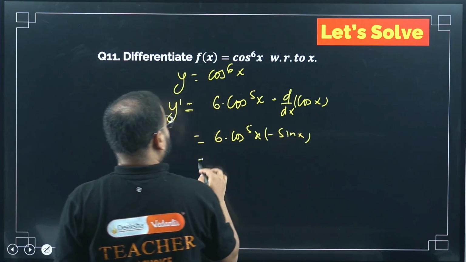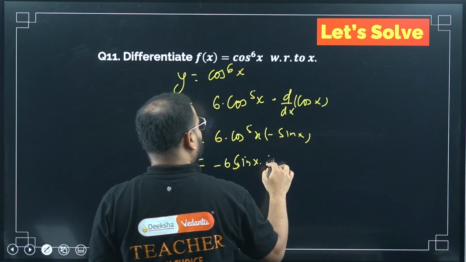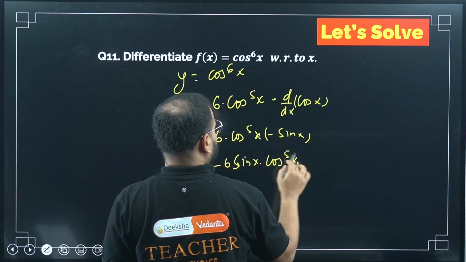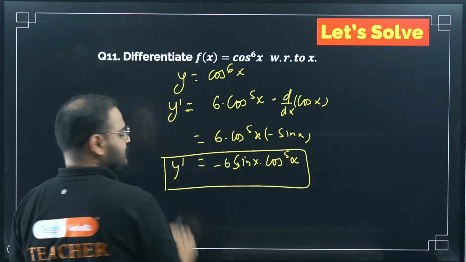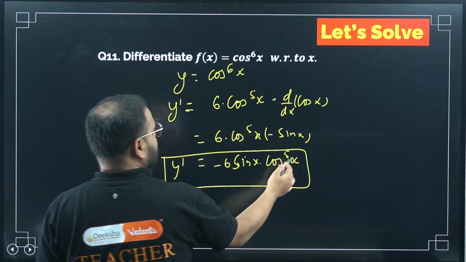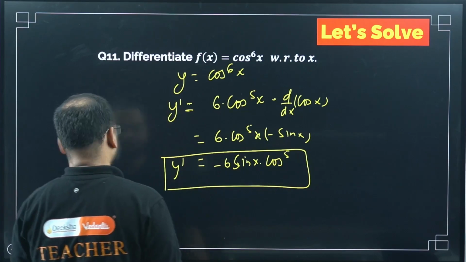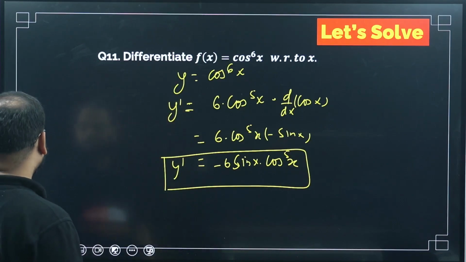What's the final answer? Minus 6 sin x cos^5 x. Cos power 5x. Final answer. Okay. This is not alpha, this is x. Okay, simple enough. Moving on.